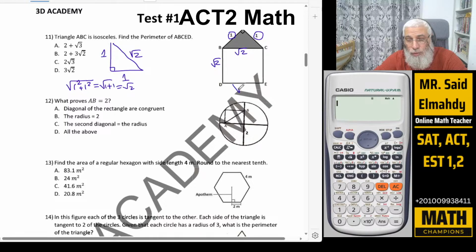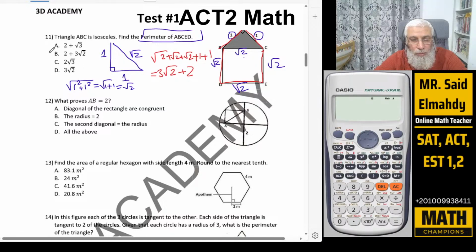Because this is a square, the sides are square root 2, square root 2, square root 2. So the perimeter is the sum of the side lengths: square root 2 plus square root 2 plus square root 2 plus 1 plus 1. This is 3 root 2 plus 2, which is here.